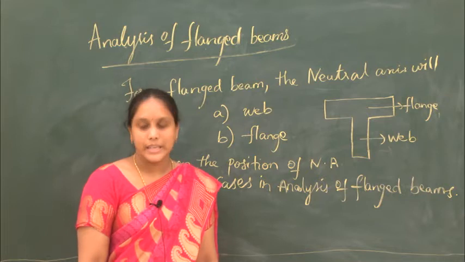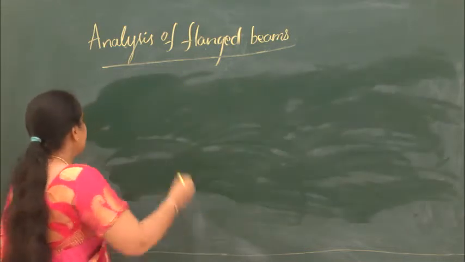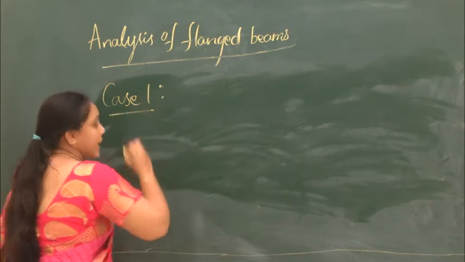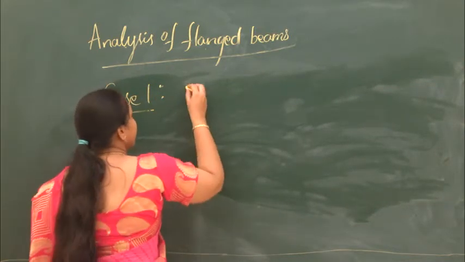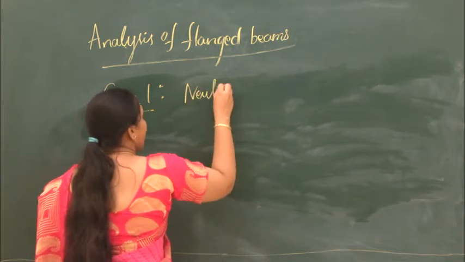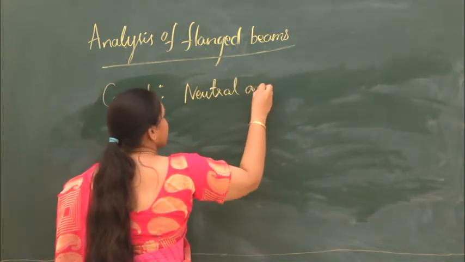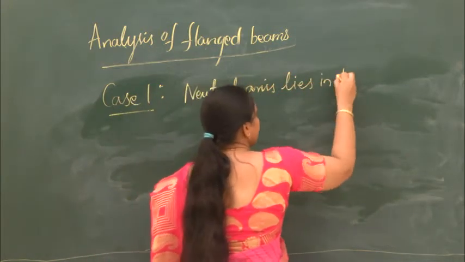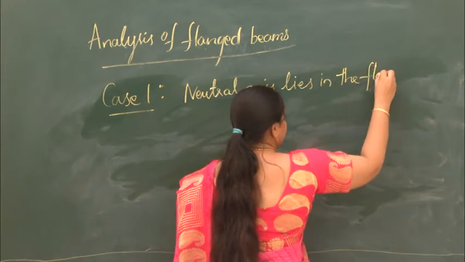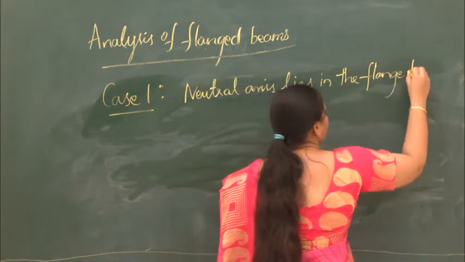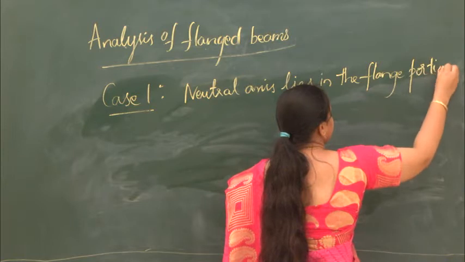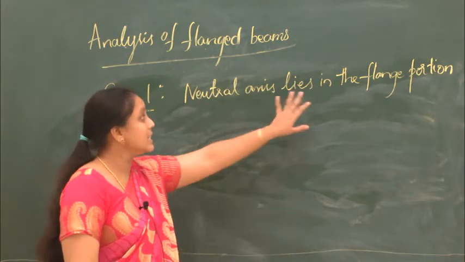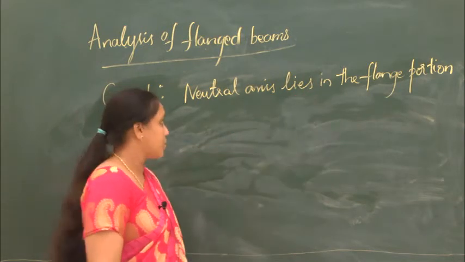So the first case, or case 1, is if the neutral axis lies in the flange portion. Okay, so one case is what? If the neutral axis lies in the flange portion.